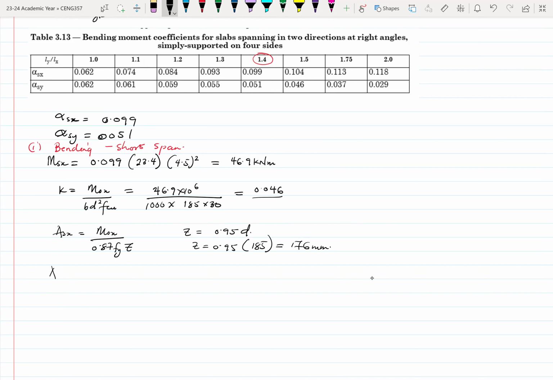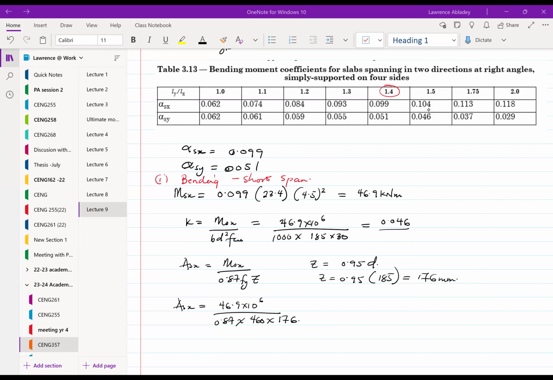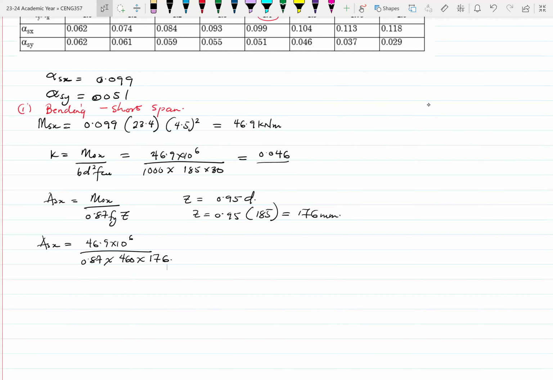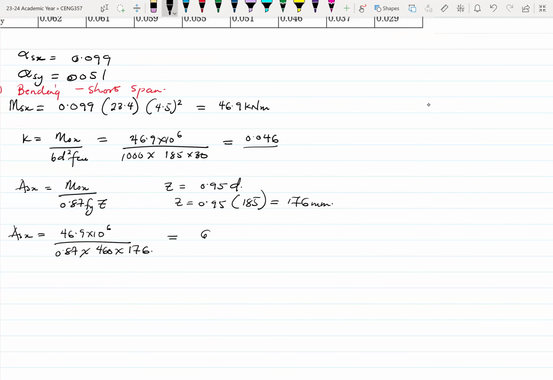So here ASX will be equal to 46.9 times 10 exponent 6 divided by 0.87 times an FY of 460 times a Z of 176. So ASX would give us 666 millimeter squared per meter length.